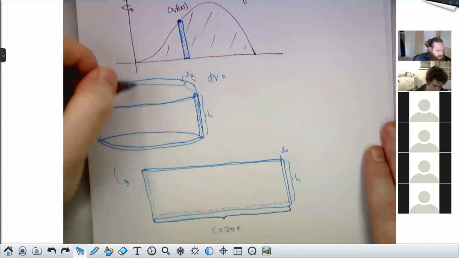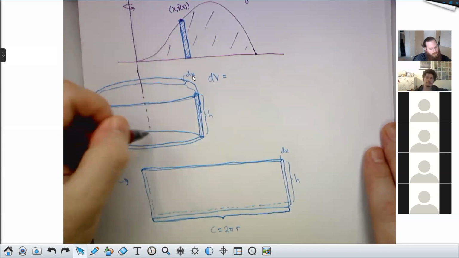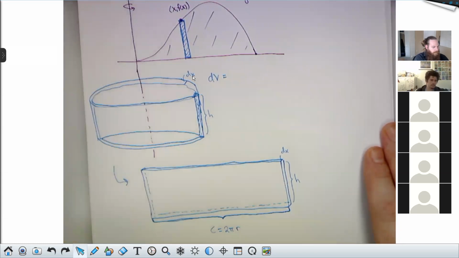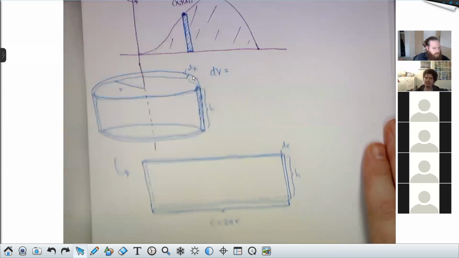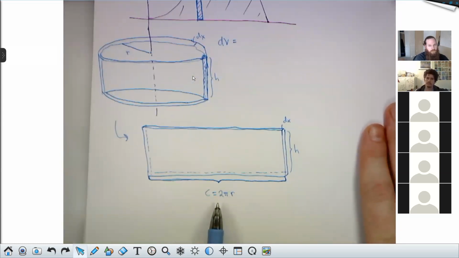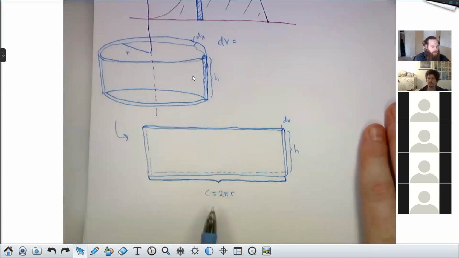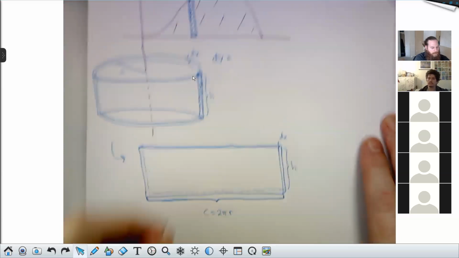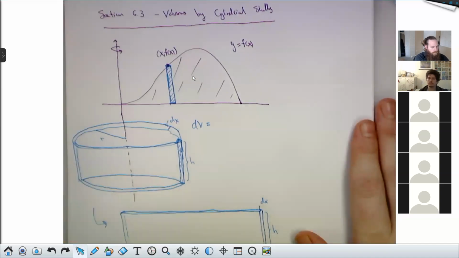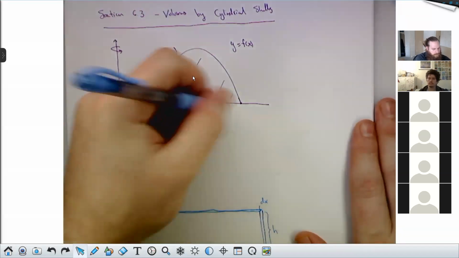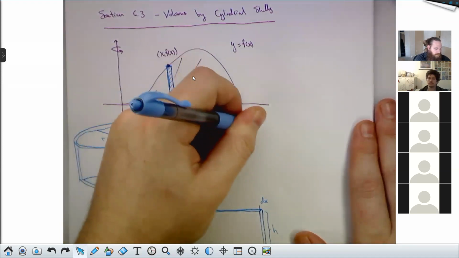So if here's my axis of rotation, the radius of this shell is what tells me that dimension. It's the circumference of the circle. And the circumference of a circle is 2 pi times the radius. So my little volume, dV, is height times length times width. 2 pi r times h times dx.